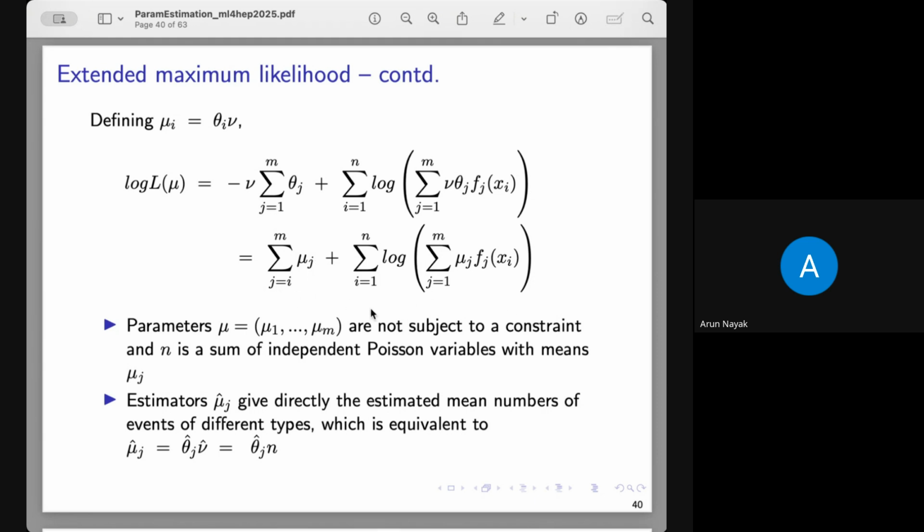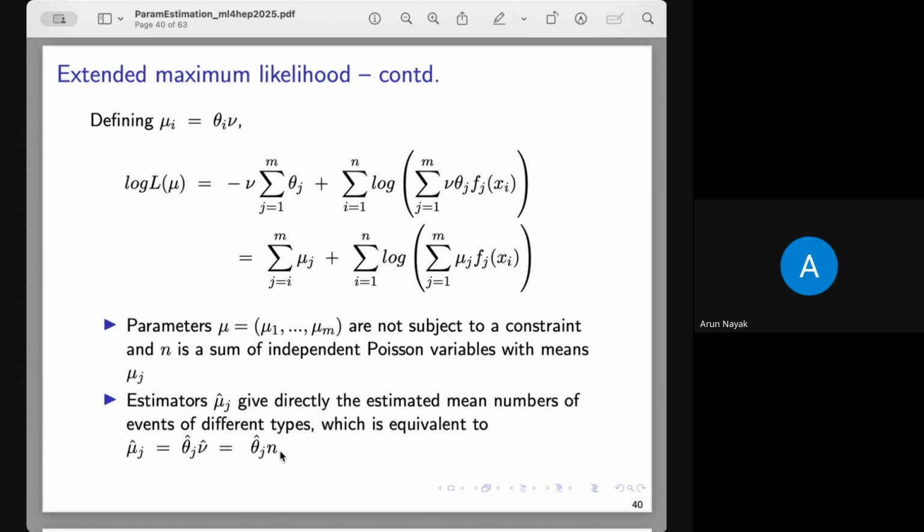Okay, and now when you do the maximum likelihood fit, the estimators for mu_j directly give the estimated mean numbers of events of different types, which can equivalently be written as mu_j to be theta_j hat times n.